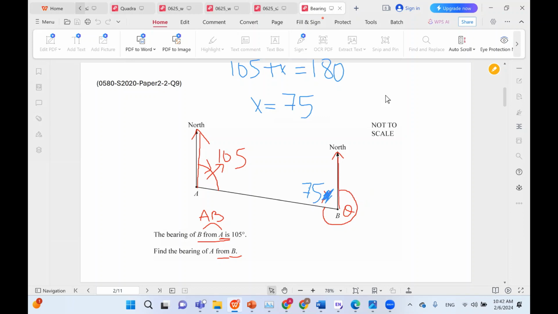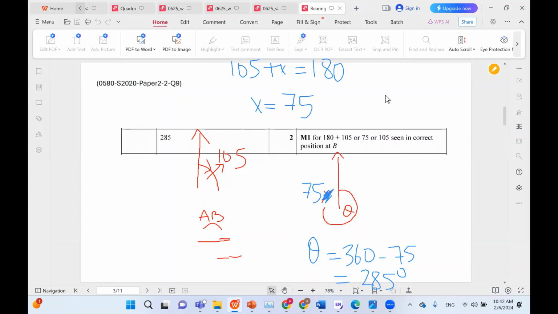And theta is simply 360 minus 75. And this gives us 285. So the bearing is 285 degrees. And this is the correct answer.